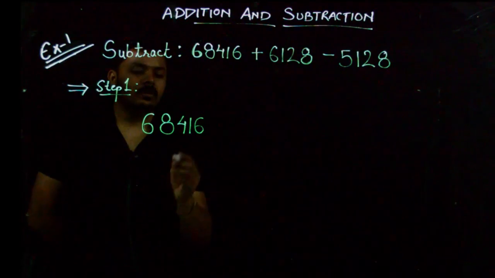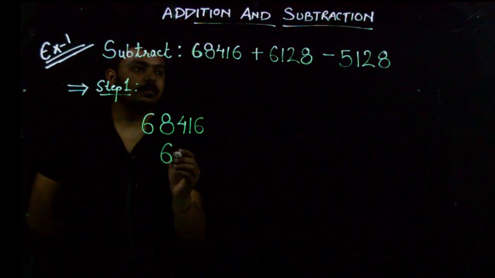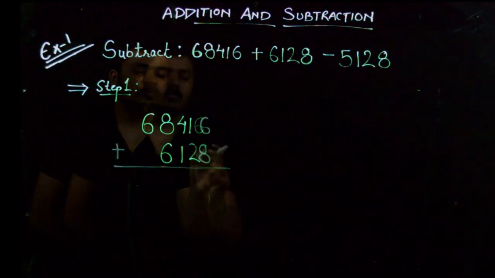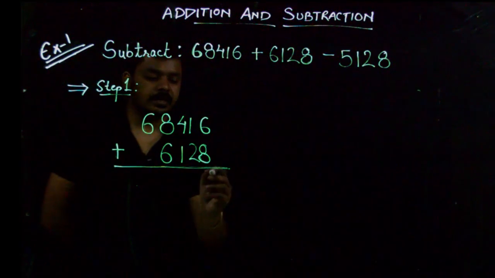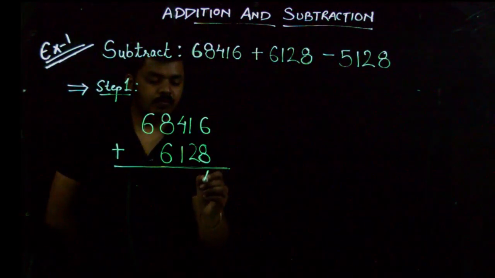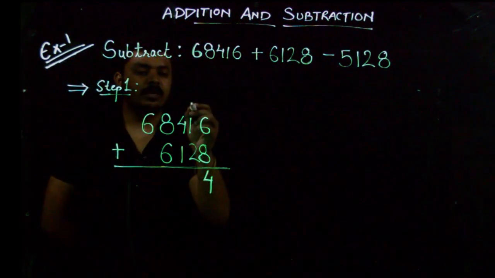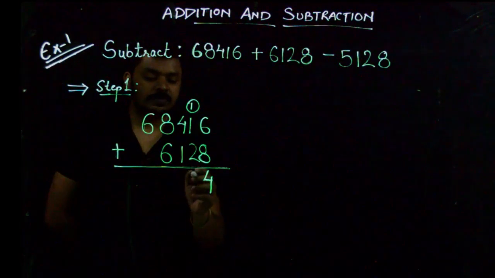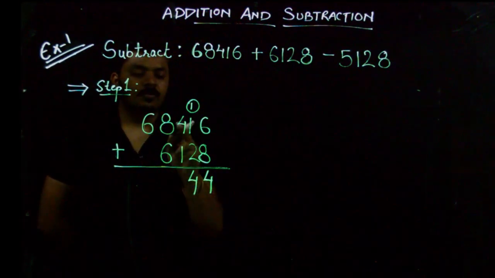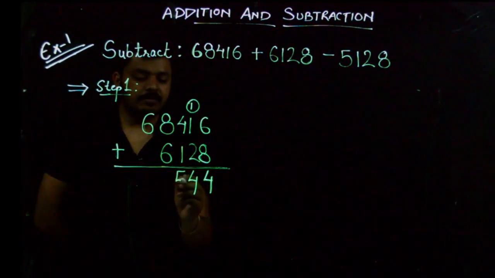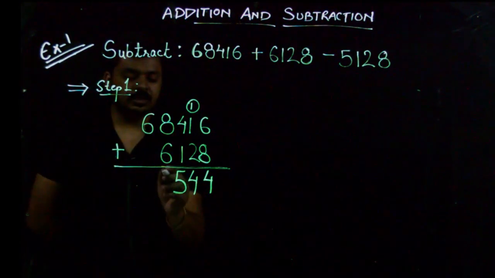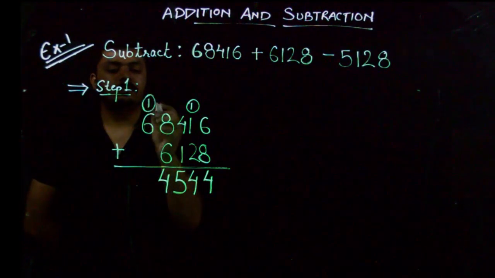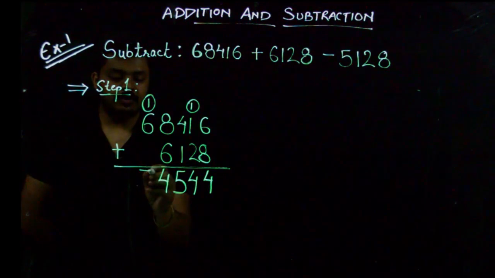68,416 and 6,128. So 6 plus 8 is 14. 4 and 1 carry over. So 1 plus 1 plus 2 is 4. 4 plus 1 is 5. 8 plus 6 is again 14. And 1 carry over. 1 plus 6 is 7.